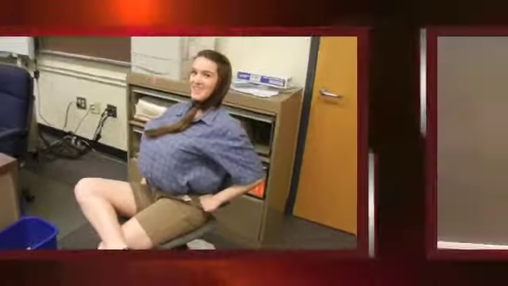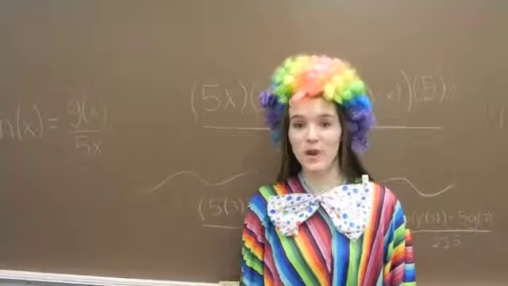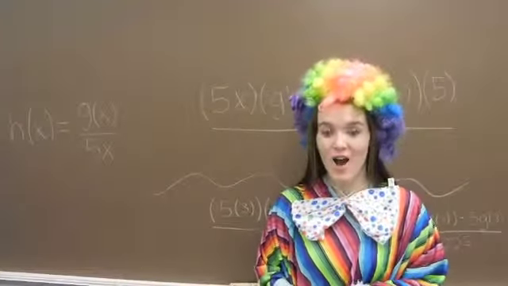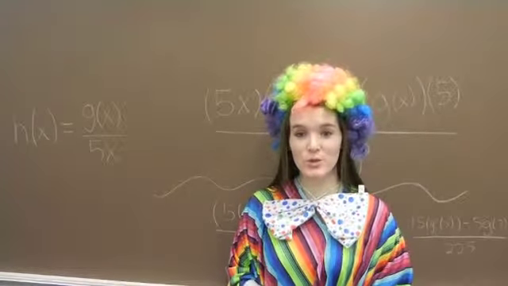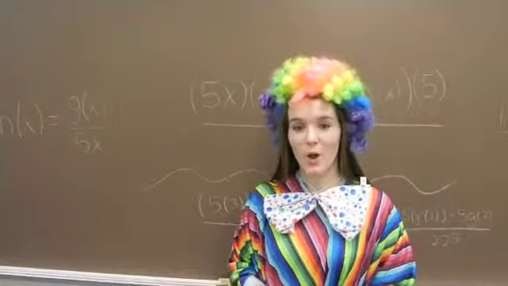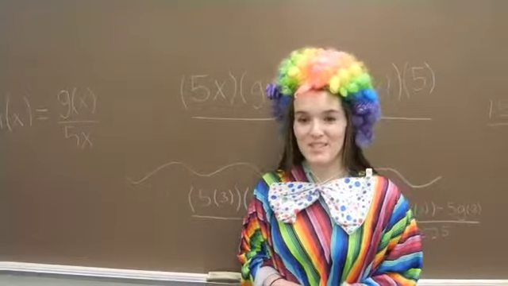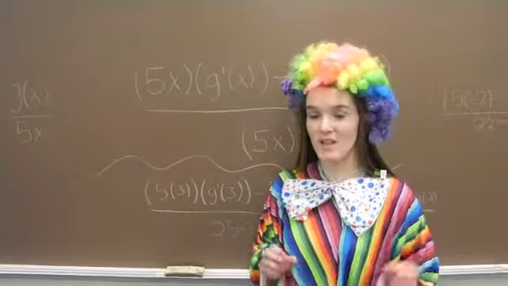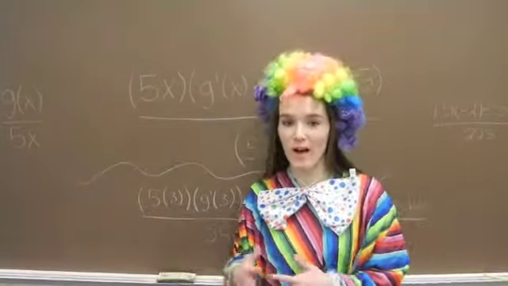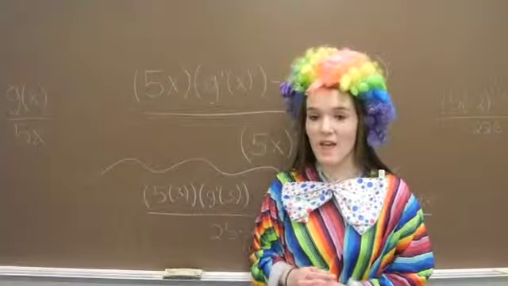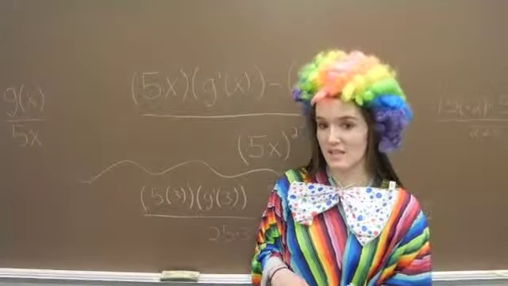Here's more real-life experiences with Uncle B changing lives. Part C stated that the function h is defined by h of x equals g of x over 5x. Find h prime of 3. Uncle B taught me that when deriving a fraction, the quotient rule must be used. The quotient rule is low d high minus high d low over the square of low. Therefore, take the low, 5x, times the derivative of the high, g prime of x, minus the high, g of x, times the derivative of the low, 5, over the square of the low, 5x squared. Then you have to plug in 3 for every x in the equation so that it looks like this.